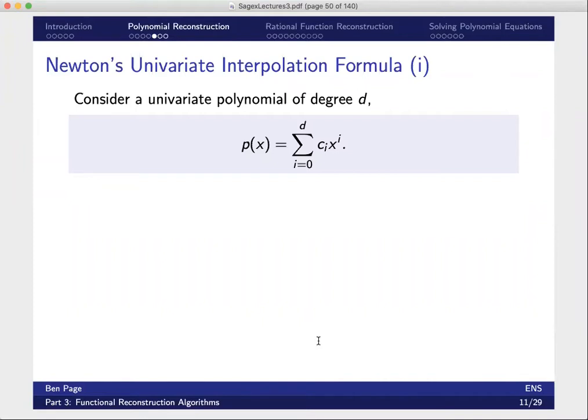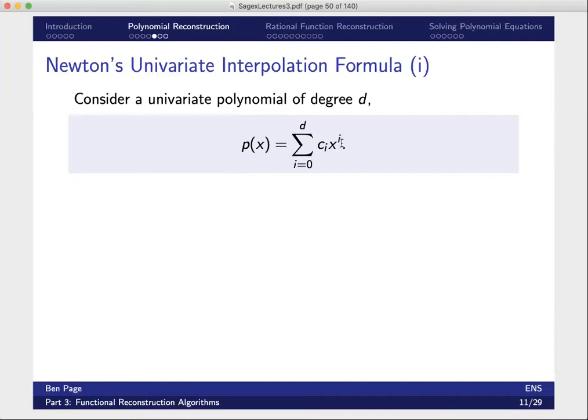So Newton's approach is another interpolation approach. For the moment, we're just going to focus on the univariate case, because once we've done this, we'll see that there's a very natural way to build a multivariate algorithm. So let's consider a polynomial P of degree D, and we've got some coefficients Ci of our various monomials x to the I.